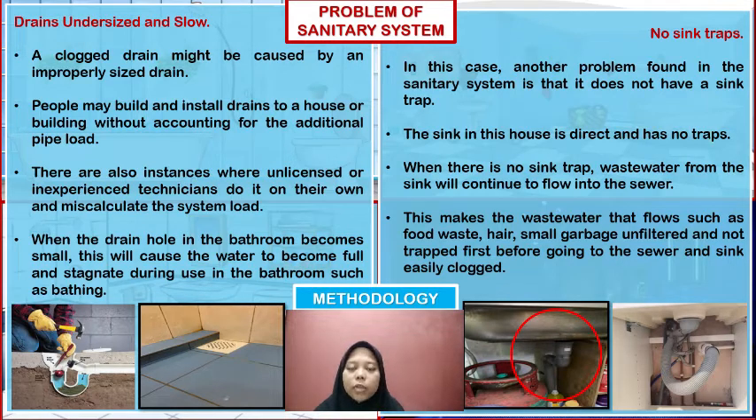Second is no sink traps. Another problem found in the sanitary system is that it does not have a sink trap. The sink in this house is direct and has no trap. When there is no sink trap, wastewater from the sink will continue to flow into the sewer. This makes the wastewater that flows, such as food waste, hair, and small garbage, unfiltered and not trapped first before going to the sewer, and the sink is easily clogged. Having a sink trap such as a bottle trap can reduce pollution.